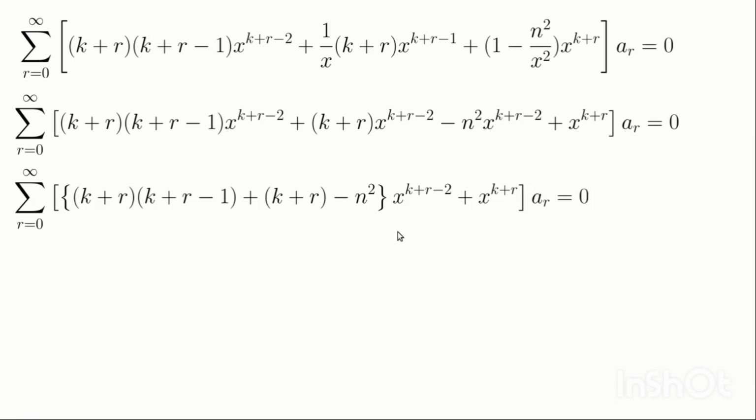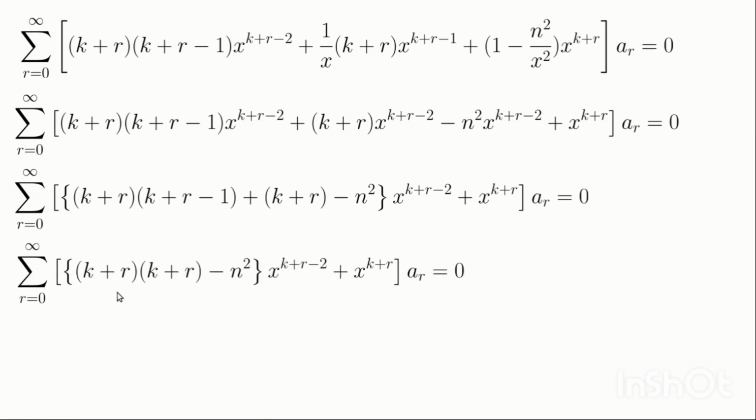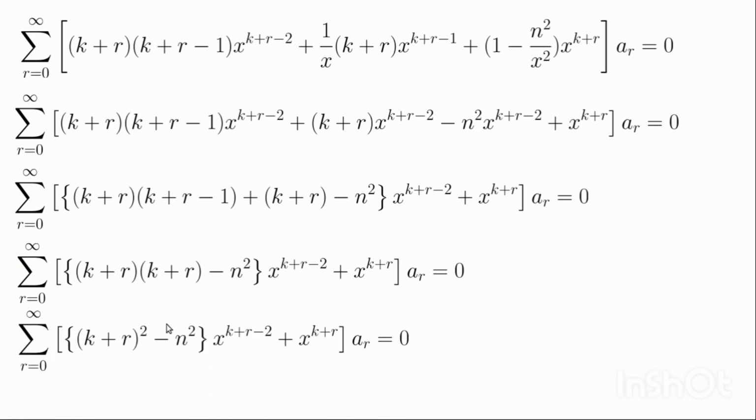So at this point, we can concentrate on these parts by simplifying this. What you notice is that this k plus r and k plus r can be factorized out, leaving k plus r minus 1 plus 1 after factorizing this one out. So that plus 1 will take care of this minus 1, and we have (k plus r) into bracket (k plus r) minus n squared, and this expression. So at this point, we can simplify this one as (k plus r) squared minus n squared.